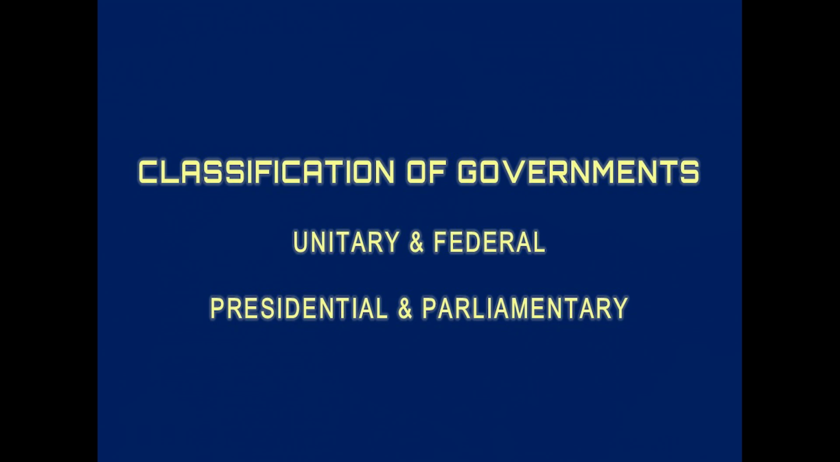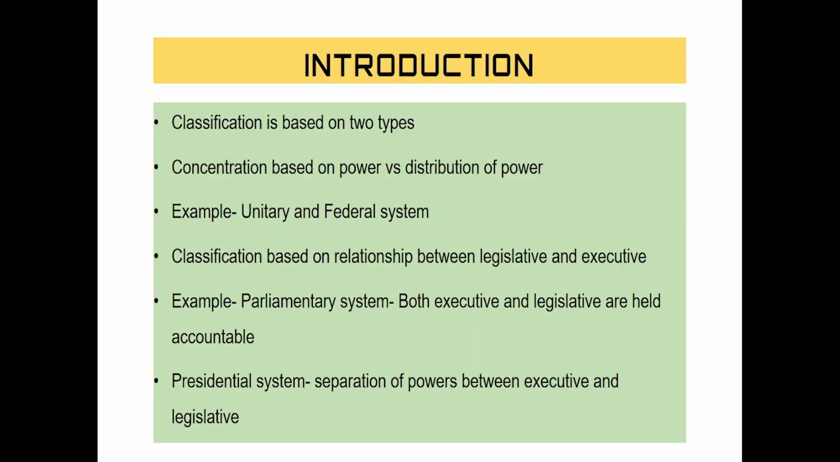So, we will be discussing the classification of governments, in which we will be talking about the unitary, federal, presidential and parliamentary features. First, let us understand how this classification has been done. This classification is basically done on two bases. The first is concentration of power versus distribution of power, and under this the examples would be the unitary and the federal system. The second classification is about the relationship between the legislature and the executive.